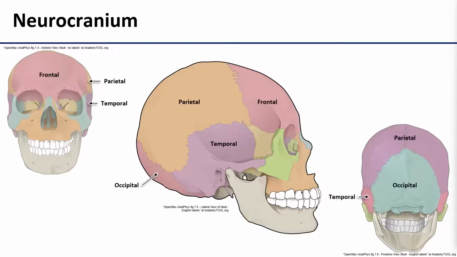Most posteriorly and inferiorly, we have the occipital bone, which is going to articulate with the vertebral column and actually transmits the spinal cord into the cranium to meet up with the brain. The last 2 bones of the neurocranium are the sphenoid and the ethmoid, and because of where they sit, we don't often see more than a little bit of them at a time.